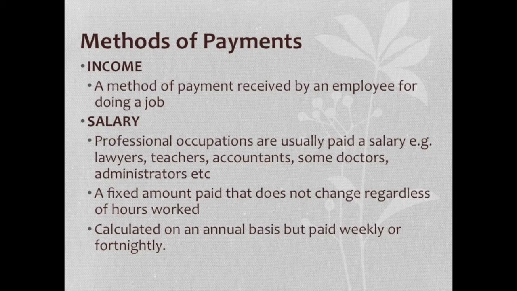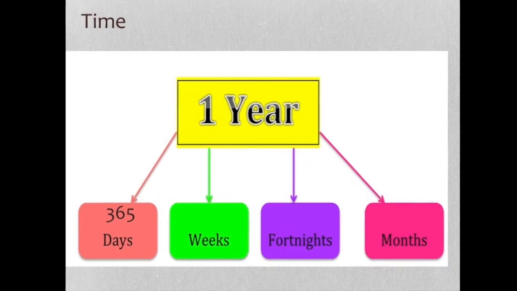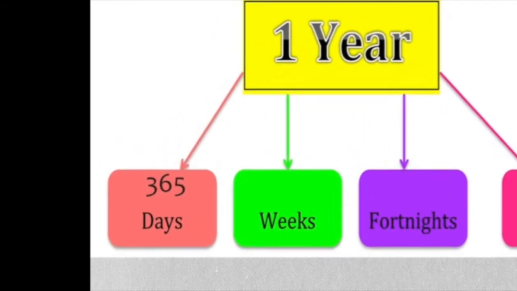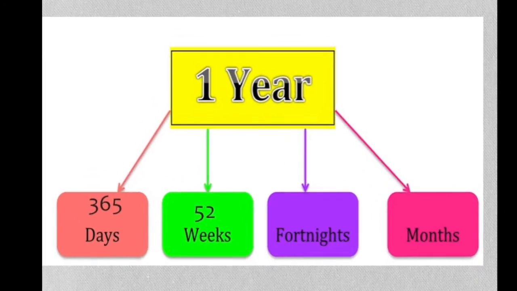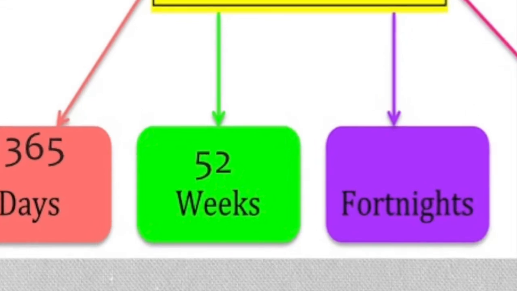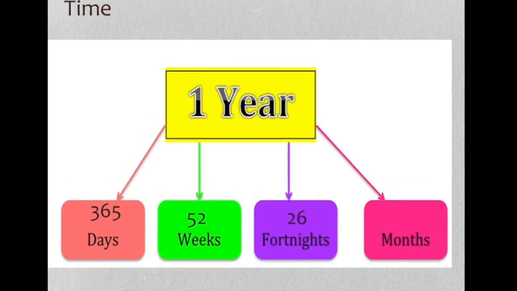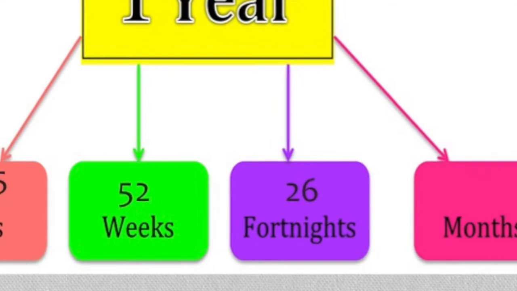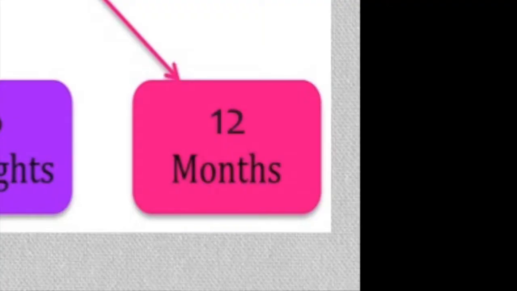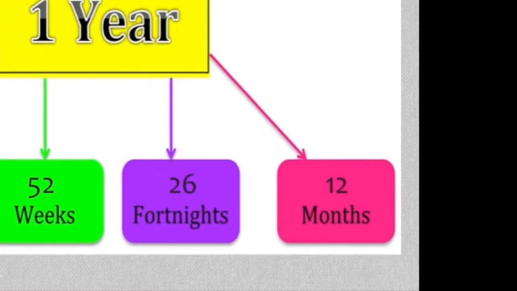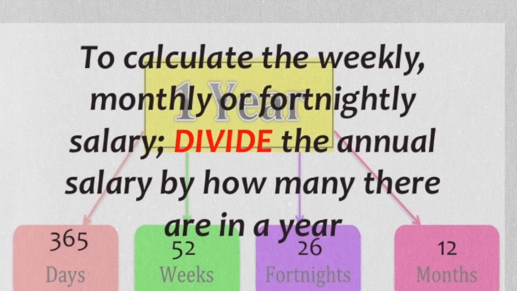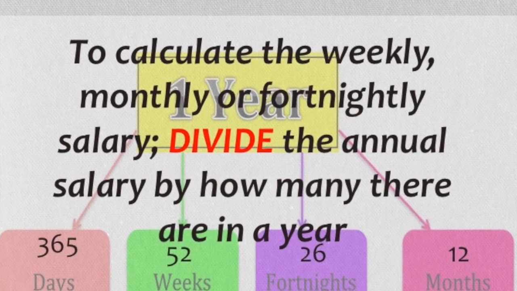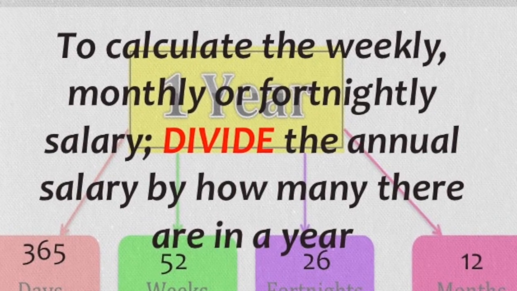In order to correctly calculate payments, you must be able to convert years into days, weeks, fortnights and months. For example, 1 year is equivalent to 365 days, 52 weeks, 26 fortnights, and of course 12 months. In order to calculate a weekly, monthly or fortnightly salary, you'll need to divide the annual salary by how many there are in a year.